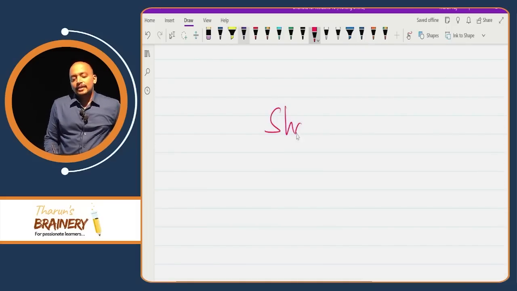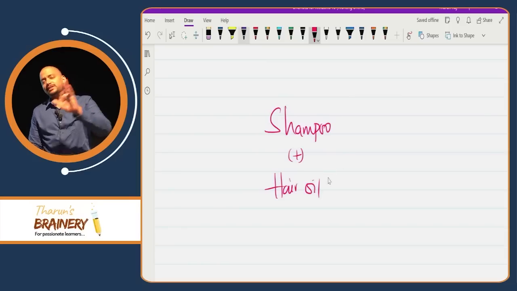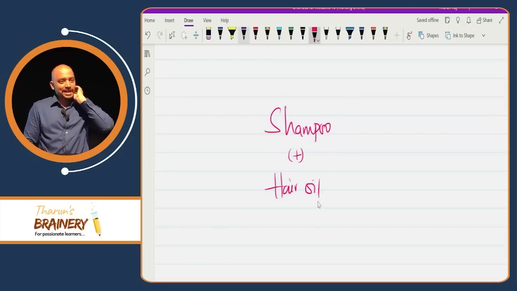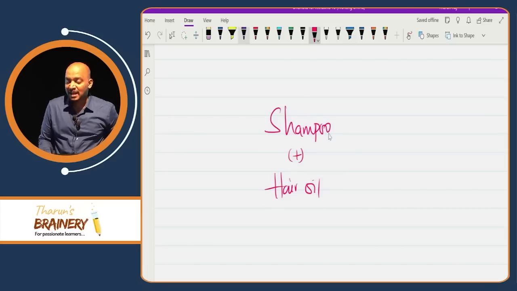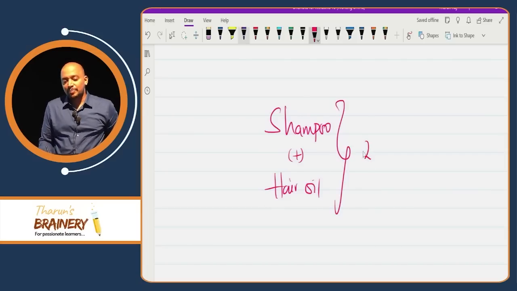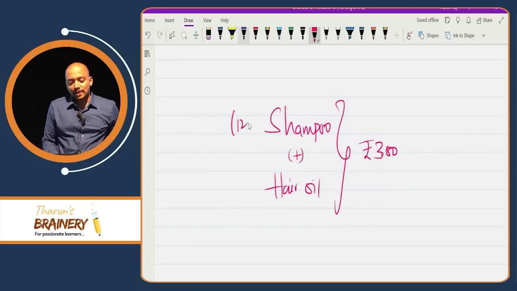Say there is one shampoo brand. They are making shampoo plus hair oil. Shampoo plus hair oil, always they will give it as a combo. You buy shampoo, you will get hair oil. You buy hair oil, you will get shampoo. Like that, always together, for a single price of 300 rupees. Shampoo is 12% and hair oil is 5%.